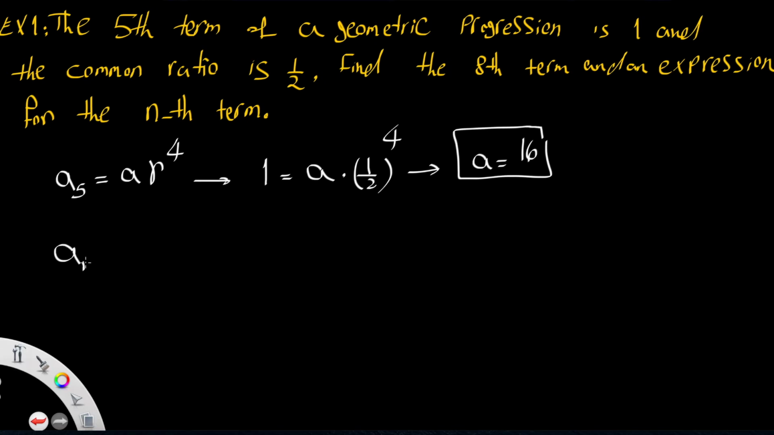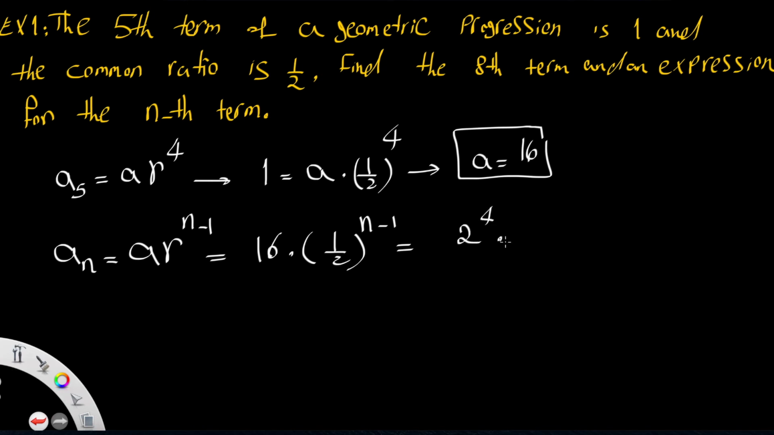In order to find an expression for the nth term, an is a r to the power of n minus 1. In this case, a is 16 times r, which is 1 over 2, to the power of n minus 1. You can simplify. 16 is 2 to the power of 4 times 1 to the power of n minus 1 will be 1, over 2 to the power of n minus 1. And you see, when you have two indices, in order to divide them, powers are subtracted. So overall, it will be 2 to the power of 4 minus n minus 1.